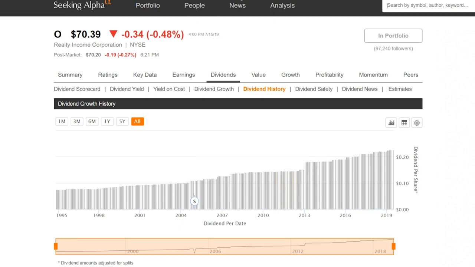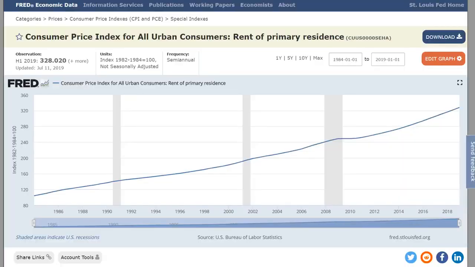Now, if I compare that to real estate, here's the consumer price index for urban consumers, their primary residence. So this gives you a visualization of how rent increases year over year. You can see since 1986 that it's just increased every single year. It had a couple years that were flat during the recession, but overall rent has just gone up gradually as well.